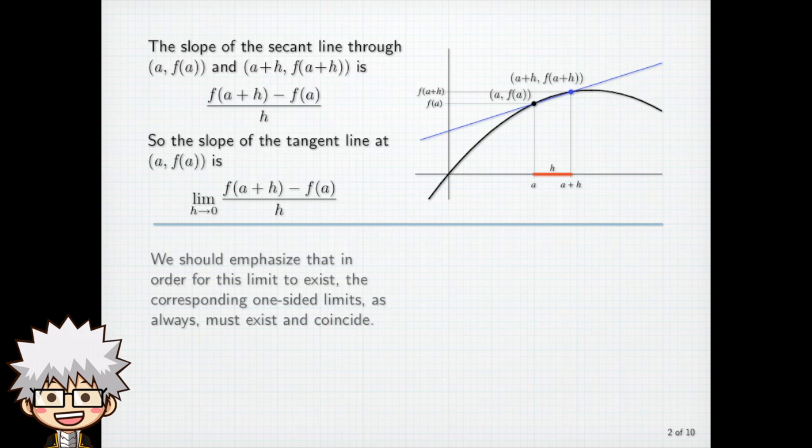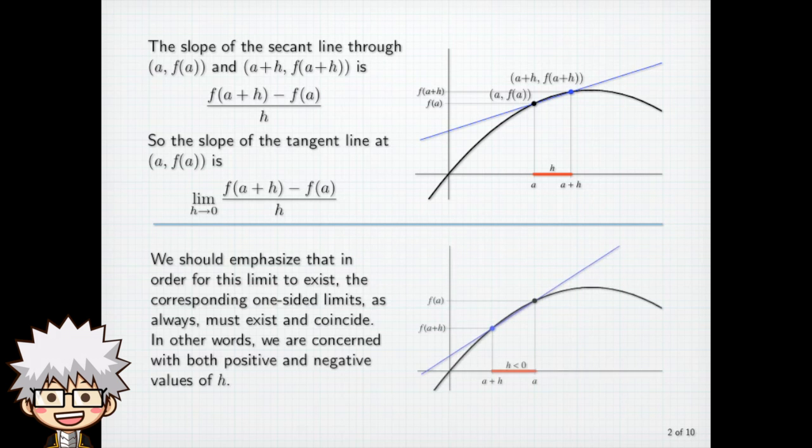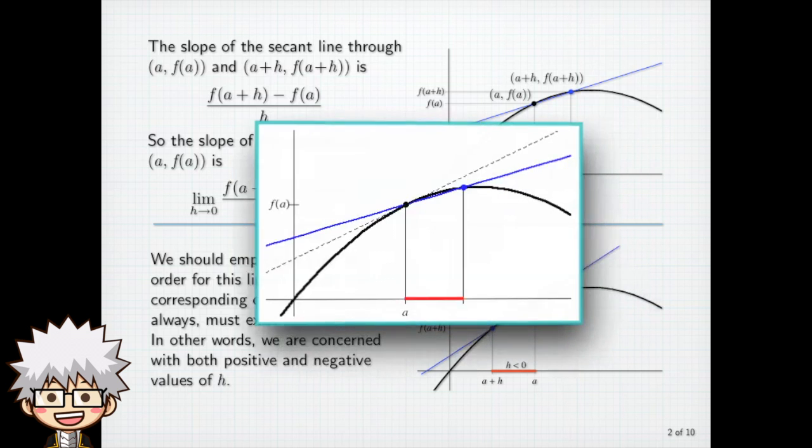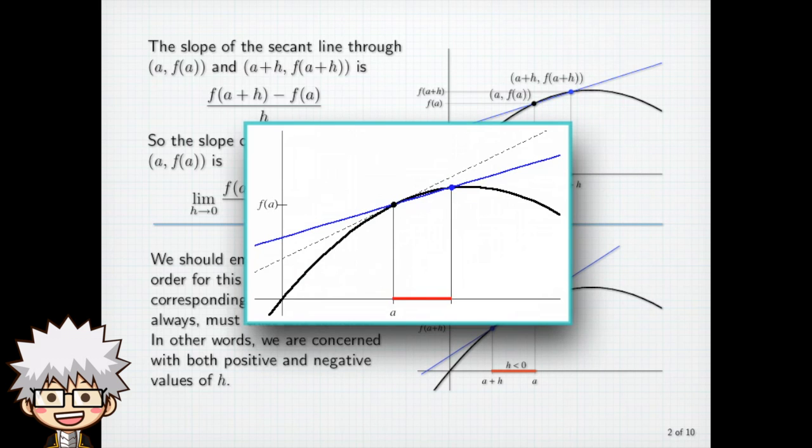We should emphasize that in order for this limit to exist, the corresponding one-sided limits, as always, must exist and coincide. In other words, we're concerned with both positive and negative values of h. The picture on the right is basically the same as the picture above, but it corresponds to a negative value of h. Let's look at a simple animation here.